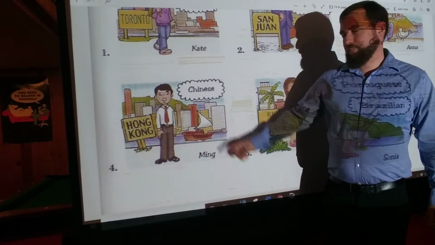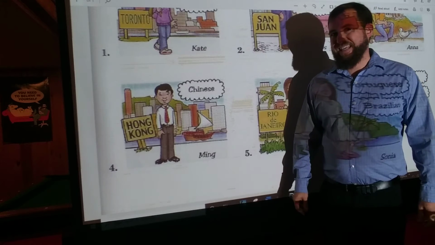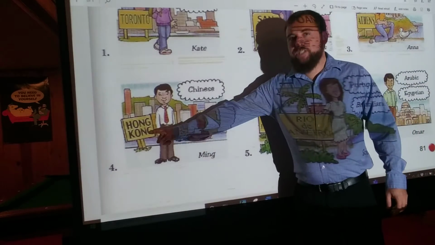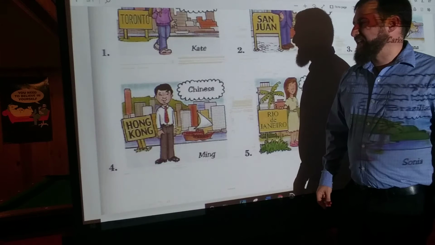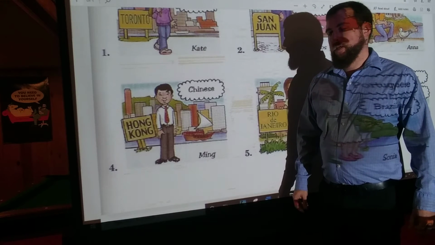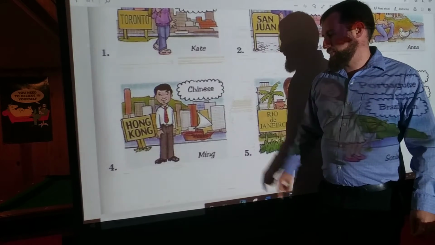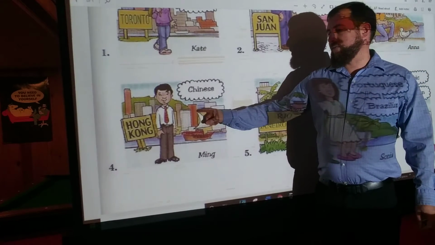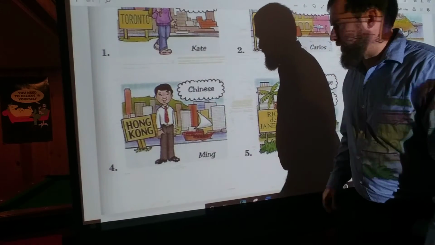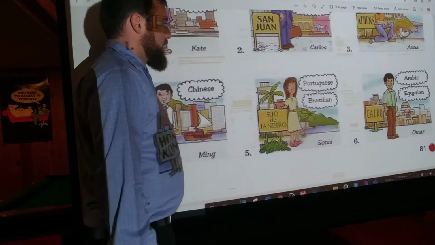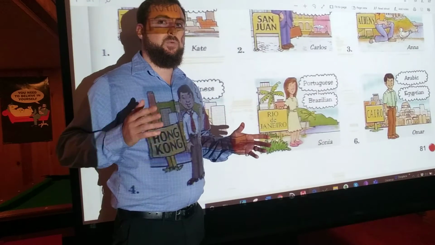What's his name? His name is Ming. Where does he live? He lives in Hong Kong. Make sure you remember your S and lives in Hong Kong. What language does he speak? He speaks. Make sure you have your S in speaks. Chinese. What does he do every day? He eats Chinese food. Doesn't that sound good? I'm hungry. Okay. And if you wrote he watches Chinese TV, that's fine. Just practice using the word Chinese.